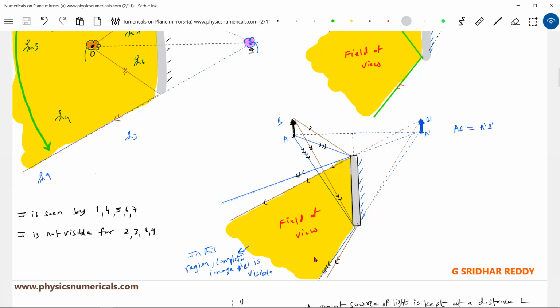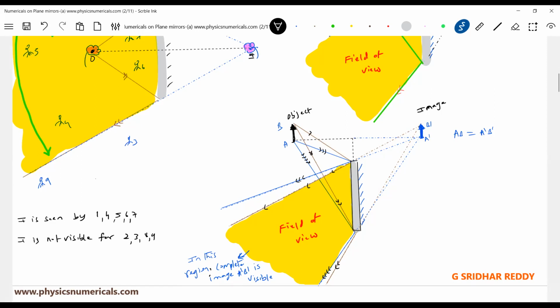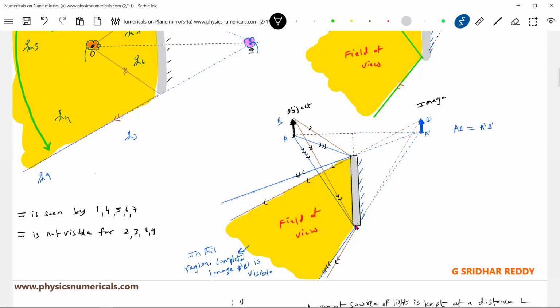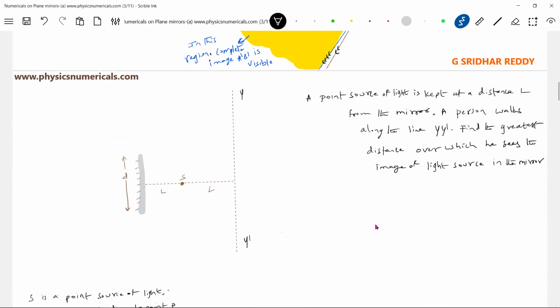See, if I stand here, I can see this object. So basically this is the object, this is the image. There's no problem in viewing the object. I'm discussing the image. In this region, the complete image A dash B dash is visible. Okay, agreed. So for an extended object also we can. There's all possibility of asking very good theoretical questions in this aspect. Okay, we'll take the next file.